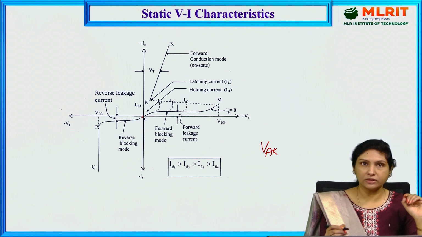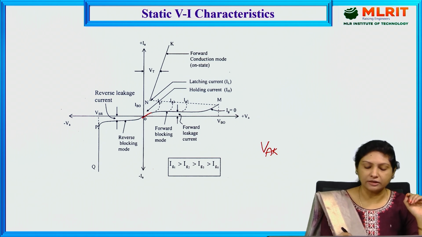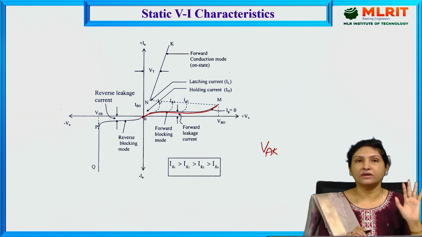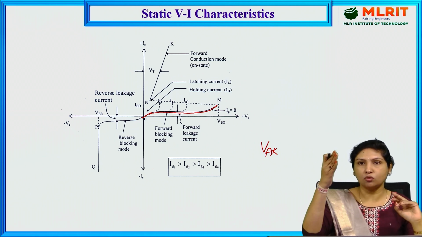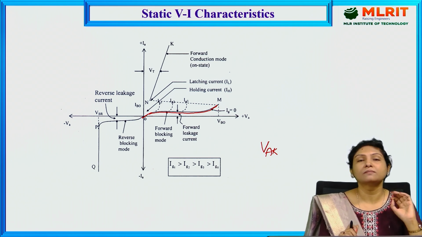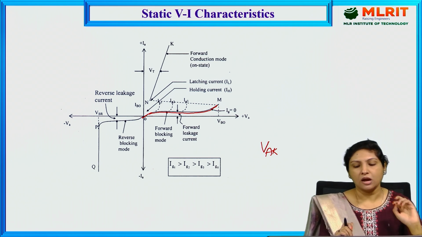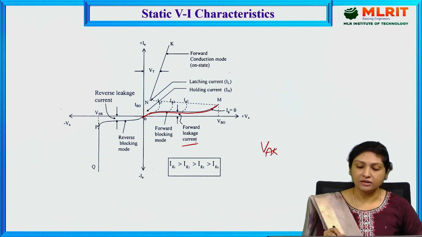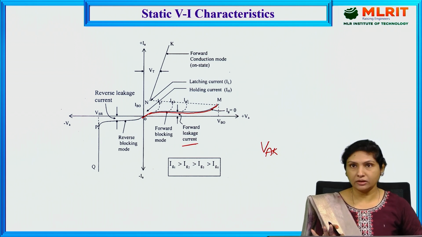Anode current, forward current, starts building, and this is the forward leakage current which is actually flowing through the device. As I told you, though the depletion layer is existing, even in that case, there will be a certain amount of leakage current flowing through the device because of the minority charge carriers. That is the reason this is nothing but forward leakage current. Now, the device is ready to conduct, but it is not in the conducting state.